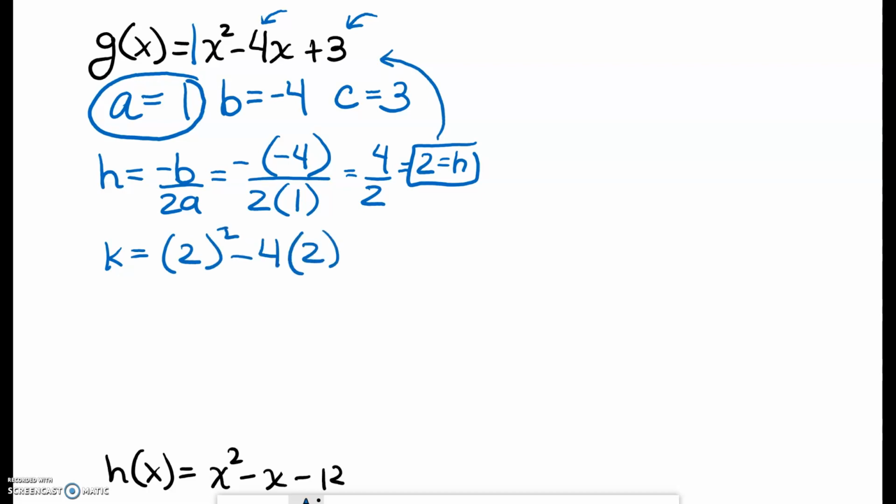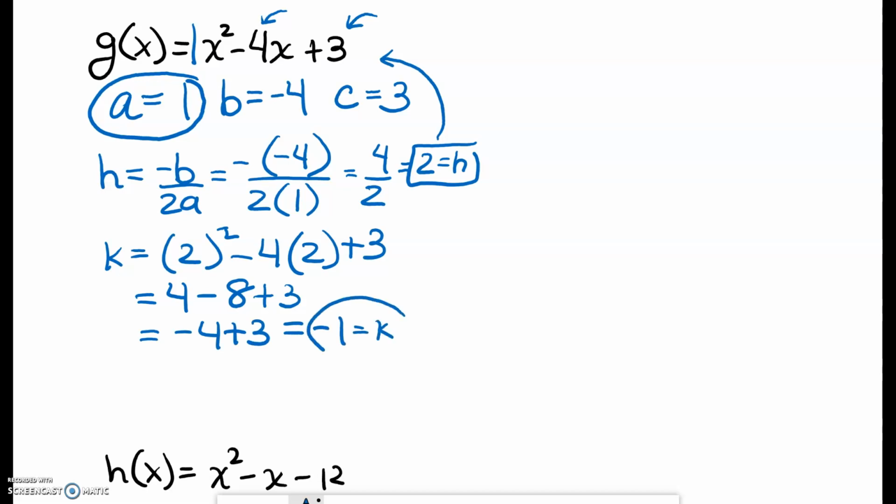2 squared minus 4 times 2 plus 3. 2 squared is 4. 4 times 2, that's going to be a minus 8. So that's going to be a minus 4 plus 3 equals a minus 1. So that's my k value.